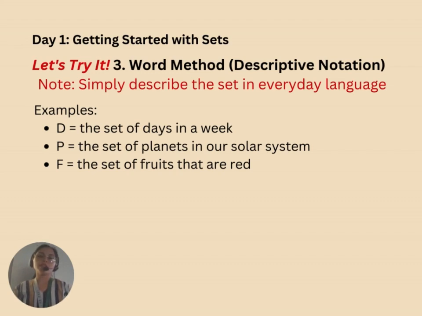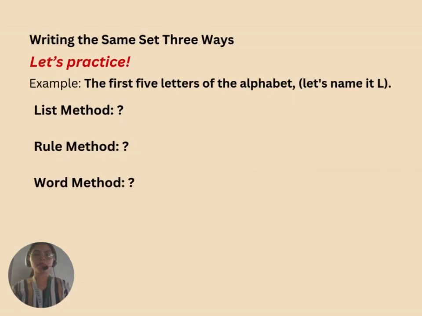So the set P pertains to the set of planets in our solar system. Set F, the set of fruits that are red. So this is the description of the sets that is being given. Okay, so let's practice this together. I'll show a question and you are going to pause the video to try answering it. Then I'll show the answer later on.